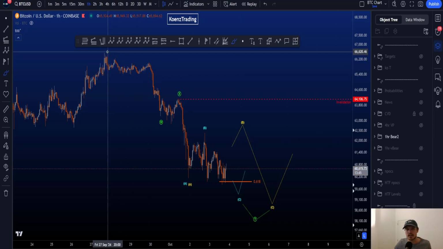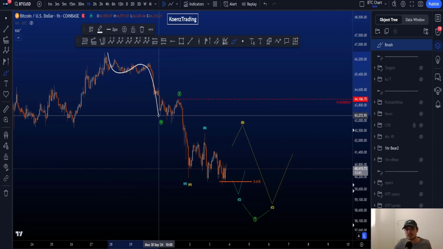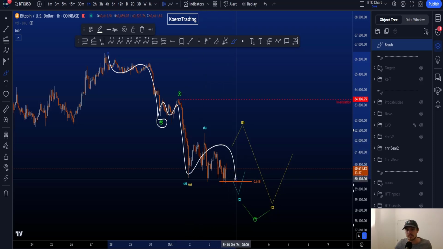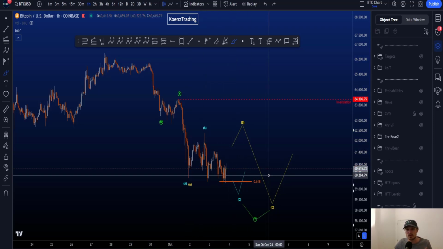If we then look at the second scenario, which is the bullish scenario, here we are looking for a double zigzag: an ABC zigzag structure in wave W, a 3-wave corrective structure in X, and then again an ABC to the downside, either in blue or yellow. And as you can see, there's a bit of a difference.